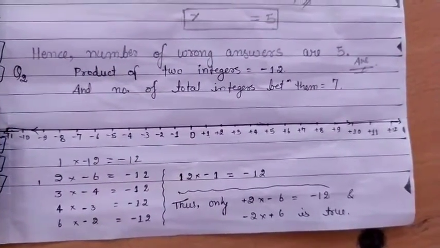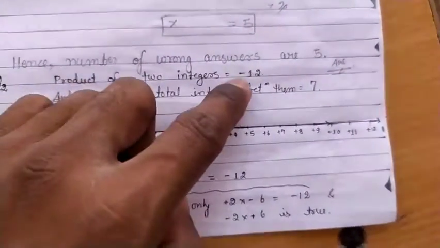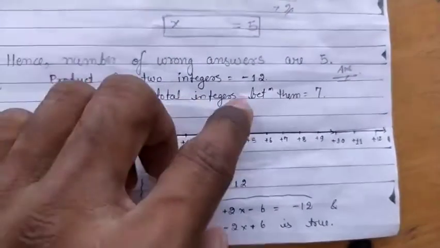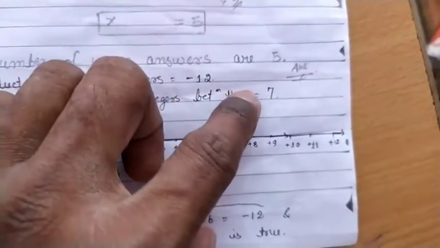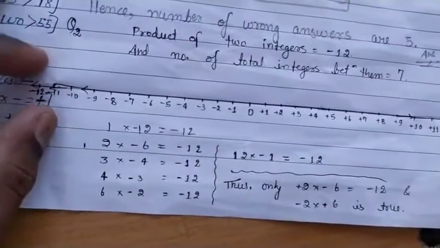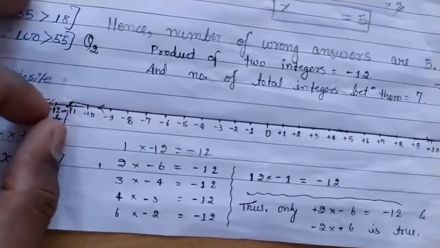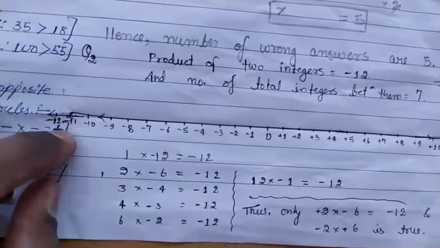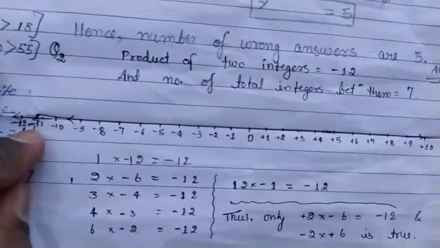Okay, so question number 2 says that the product of two integers is minus 12 and the total number of integers that lie between them is 7. So we have to draw a number line. Here I have drawn it, since I have space in my copy.